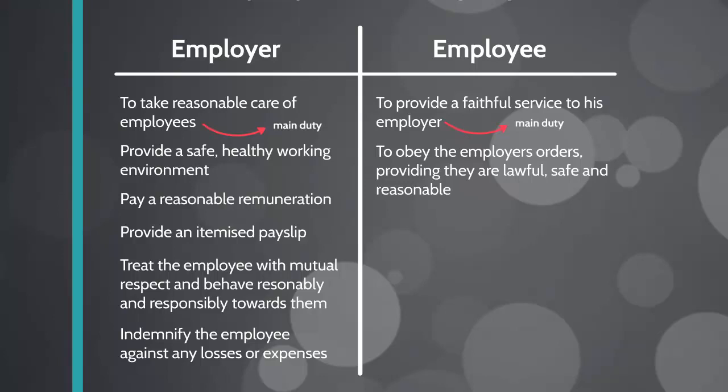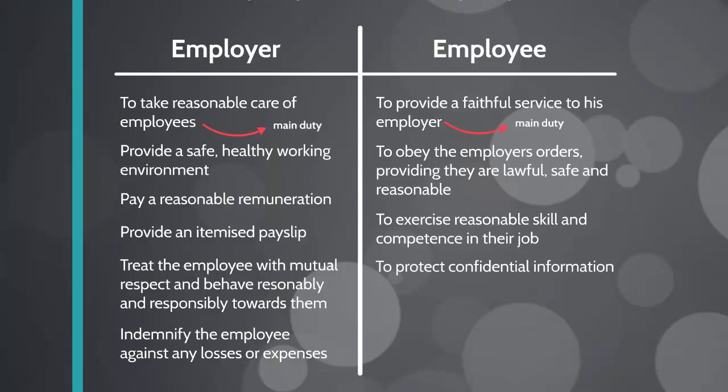Then we move on to exercise reasonable skill and competence in their job. So, of course, the employees have to have made a claim, haven't they, on their CV or their interviews. And then it's their duty to make sure they act using those skills, using the work ethic, using their claims to do the best job that they can. And they must also protect confidential information.